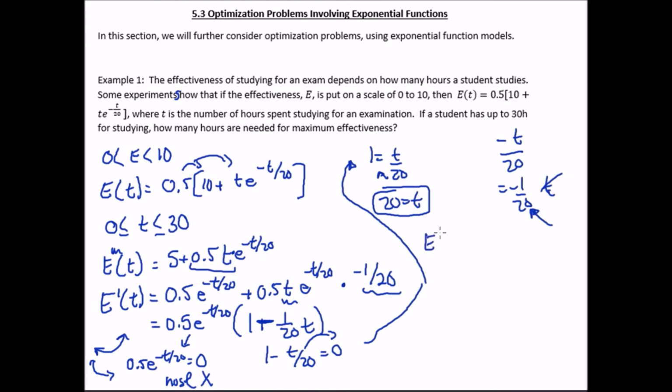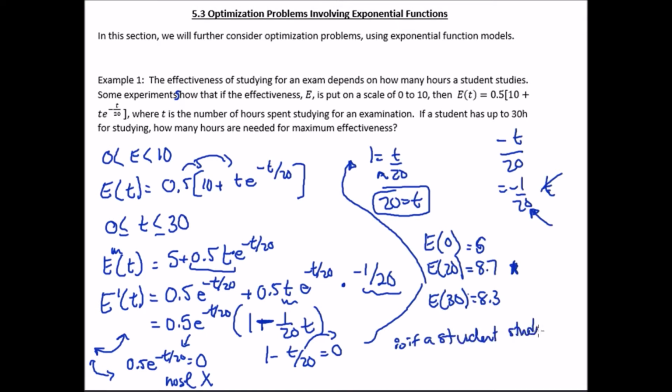Now we're going to test the two endpoints and the critical point. So we're going to test E at 0, E at 20, and E at 30. What do we get? I did these on my calculator. If you plug this into the original, we get 5, we get 8.7, and we get 8.3. So this is the maximum score here. Therefore, if a student studies 20 hours, they will have maximum effectiveness.